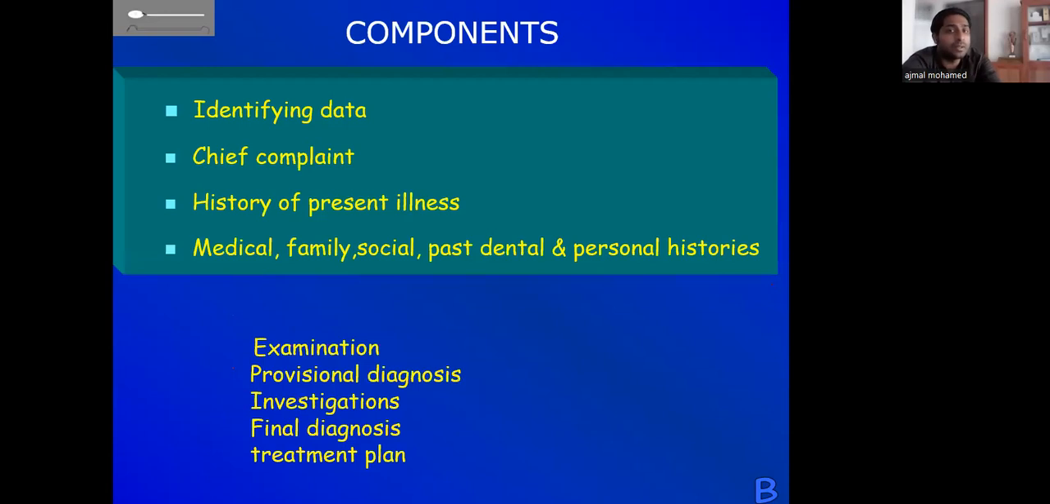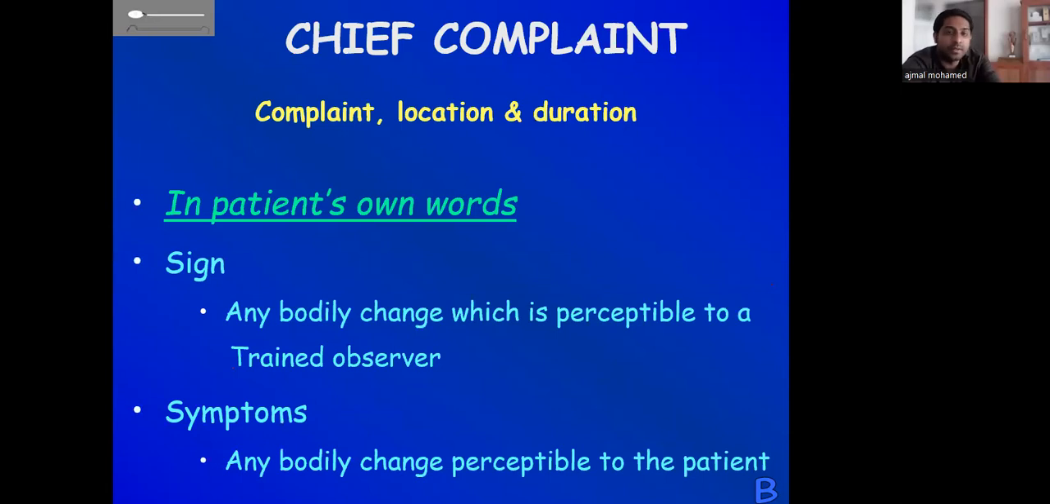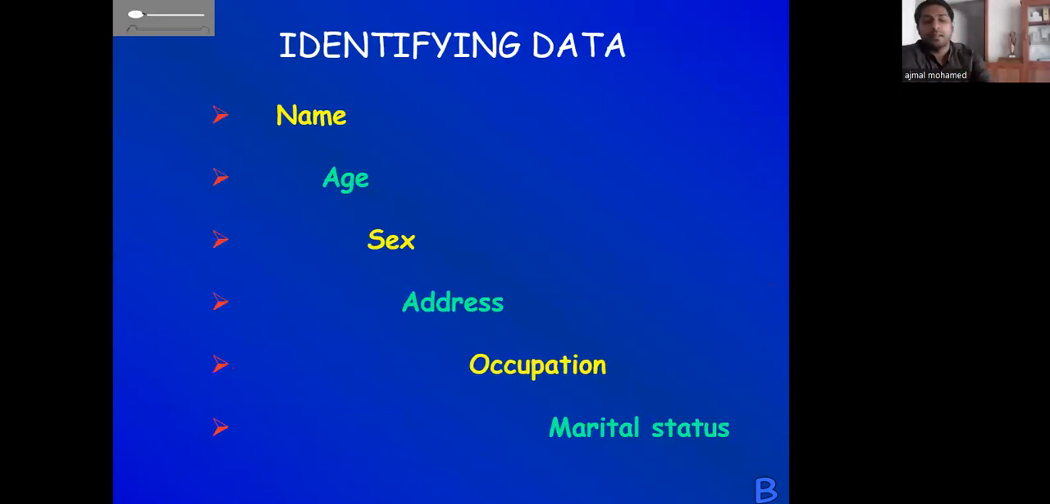So the main components of case history, the main three components as I said earlier, are the history portion, then comes the examination, and then comes the diagnostic part. So in the components, you have identifying data, the chief complaint, history of presenting illness, and the medical, family, and social history. All these things will come under it. Now coming to the data, in an OP card, definitely the name of the patient, age of the patient, sex, all these things will be written.